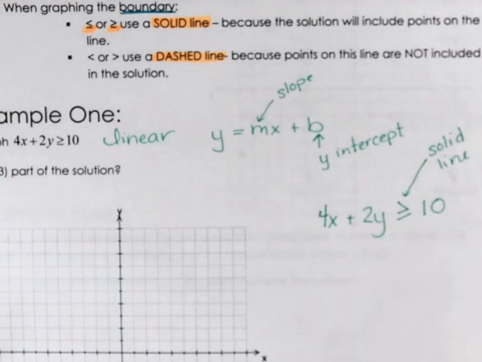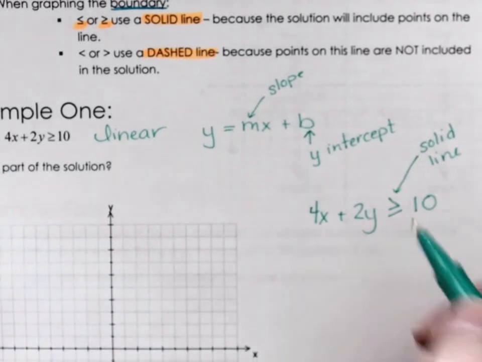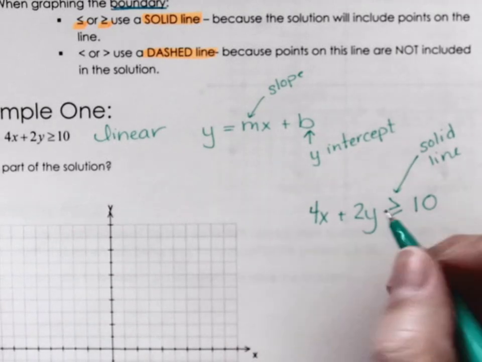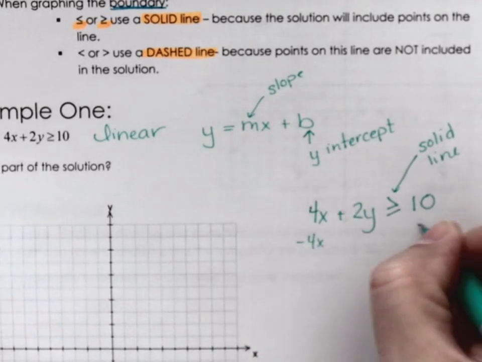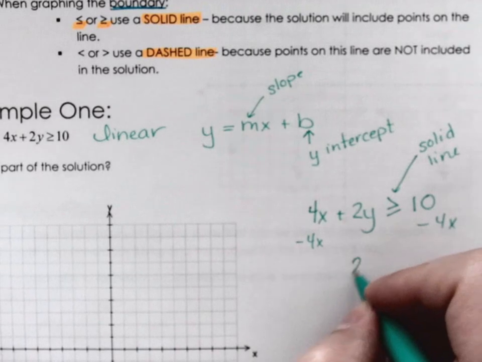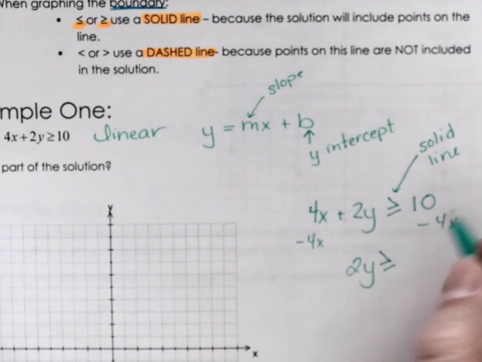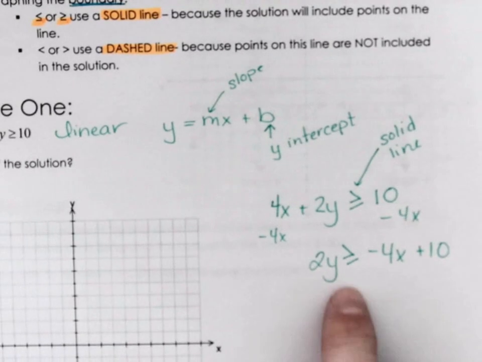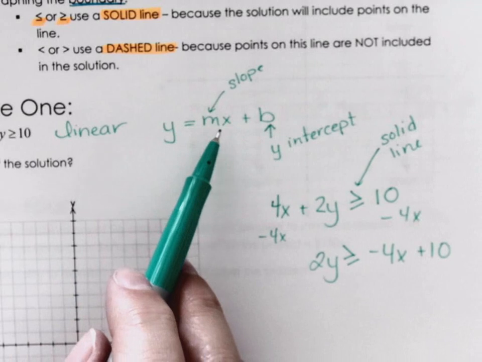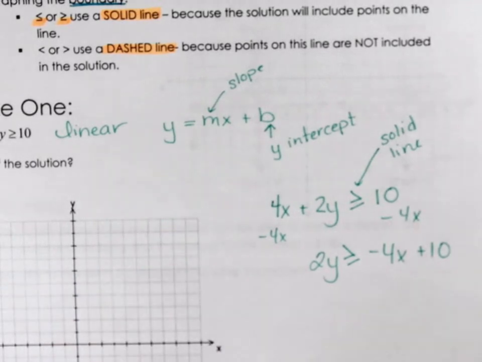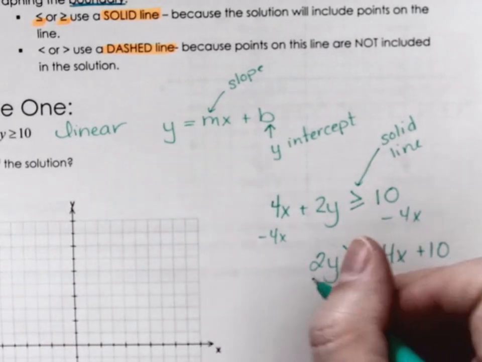Okay, nice and easy. I'm going to rearrange it to get y on one side and everything else on the other. So I'm going to subtract 4x from both sides. So I'm going to have 2y is greater than or equal to negative 4x plus 10. I always just like to put my x's first because the x comes first in that. So I tend to do that anyway. I don't want 2y, I just want y.